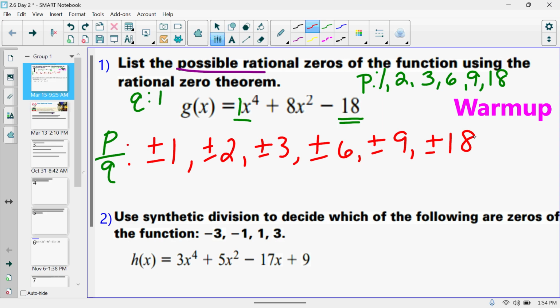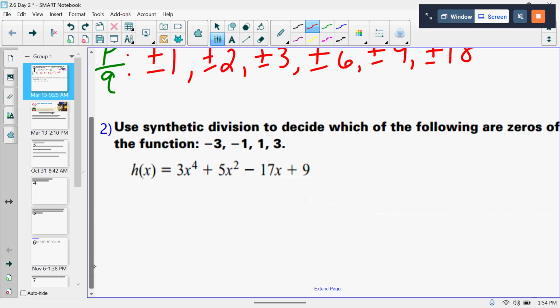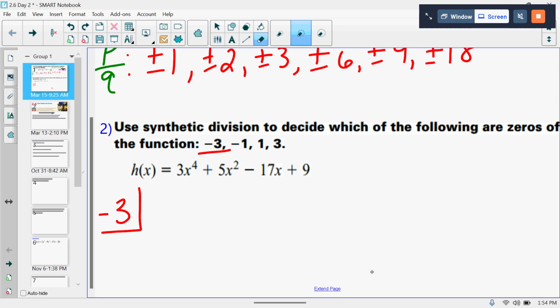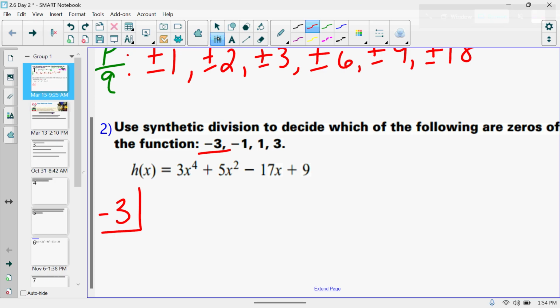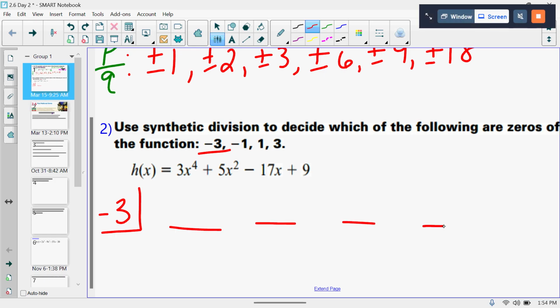Okay, the next one says use synthetic division to decide which of the following are zeros. Like if you lay out synthetic division with -3 and do all the work, do you get 0 as the answer? Now, one thing I want to draw your attention to, remember guys, when you're laying out your coefficients, sometimes you need a 0 in there.